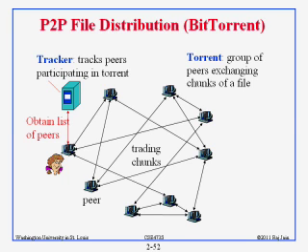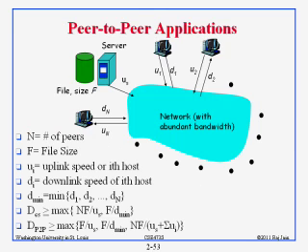The tracker keeps track of all the people who are coming in and going out of that group. Now for every file there is a separate set of torrents, a separate set of seeds, and a separate tracker and everything else. Okay, so you have to do that.